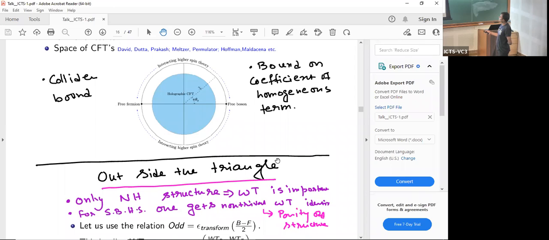And the conformal collider bound says that all the CFTs have to lie inside this circle. Holographic CFTs will lie even more inside the circle. And you see that the space of the CFTs is saturated by these Chern-Simons slightly broken higher spin theories, okay? And this is the conformal collider bound. The conformal collider bound is on the homogeneous coefficient, and this is what is being shown here, okay?